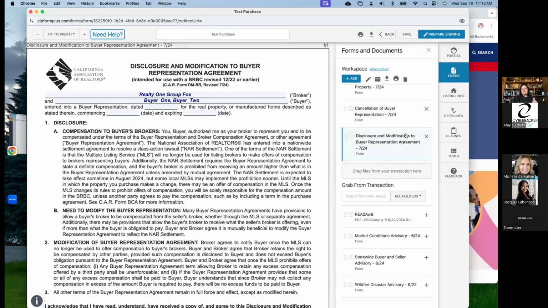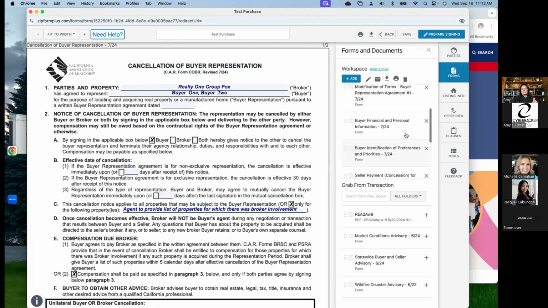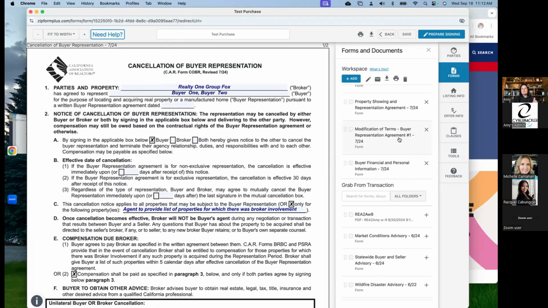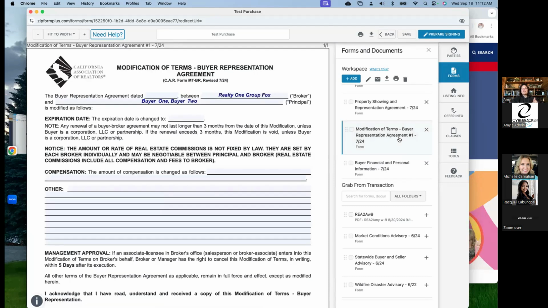Hold on. Somewhere here. Modification of terms, buyer representation agreement. Okay, right here. So they have a specific form to modify that. That's where you would do any modifications to that form. Reduction, increase in commissions. This is how we would extend the expiration date. Again, we can't extend the expiration date of the PSRA. You would roll over then to a BRBC.